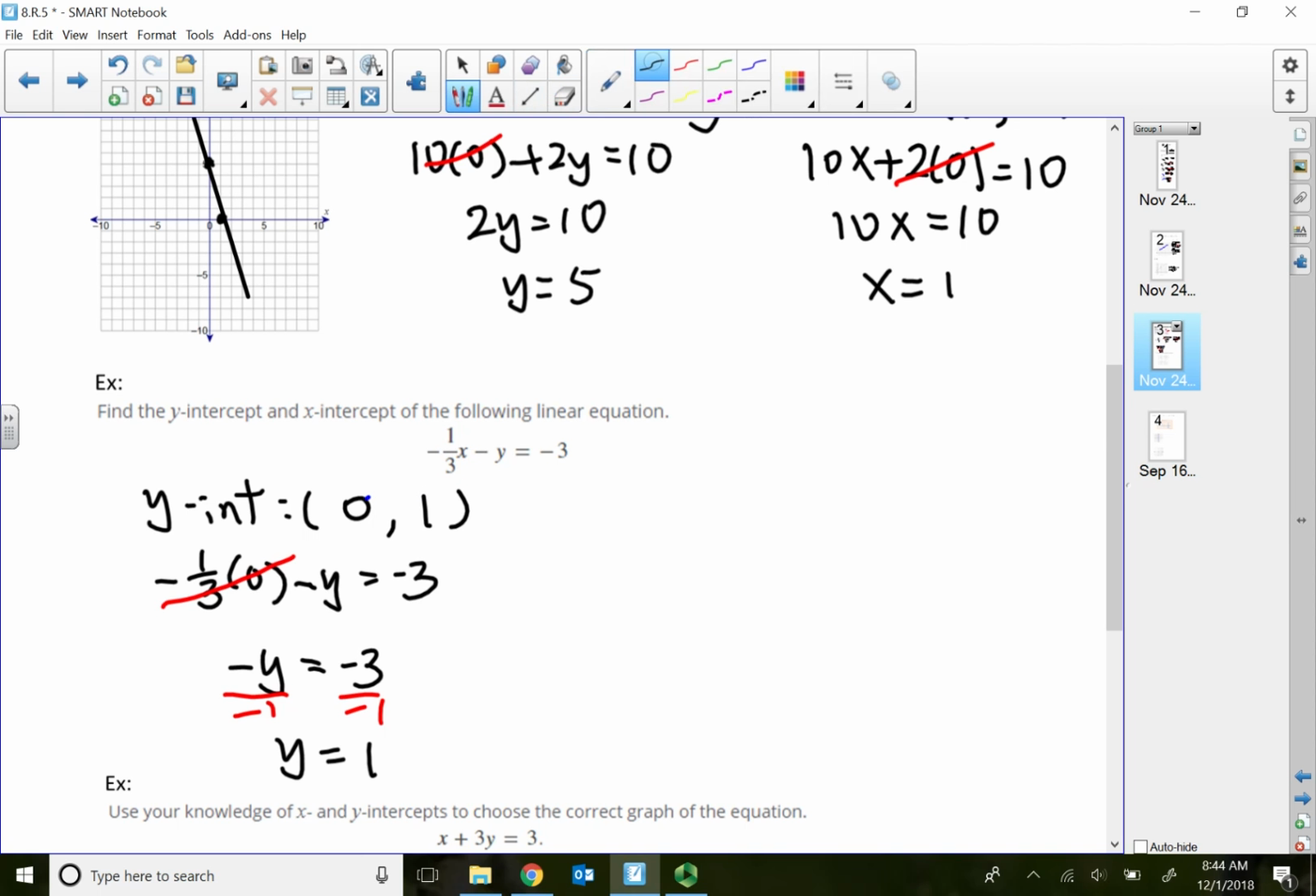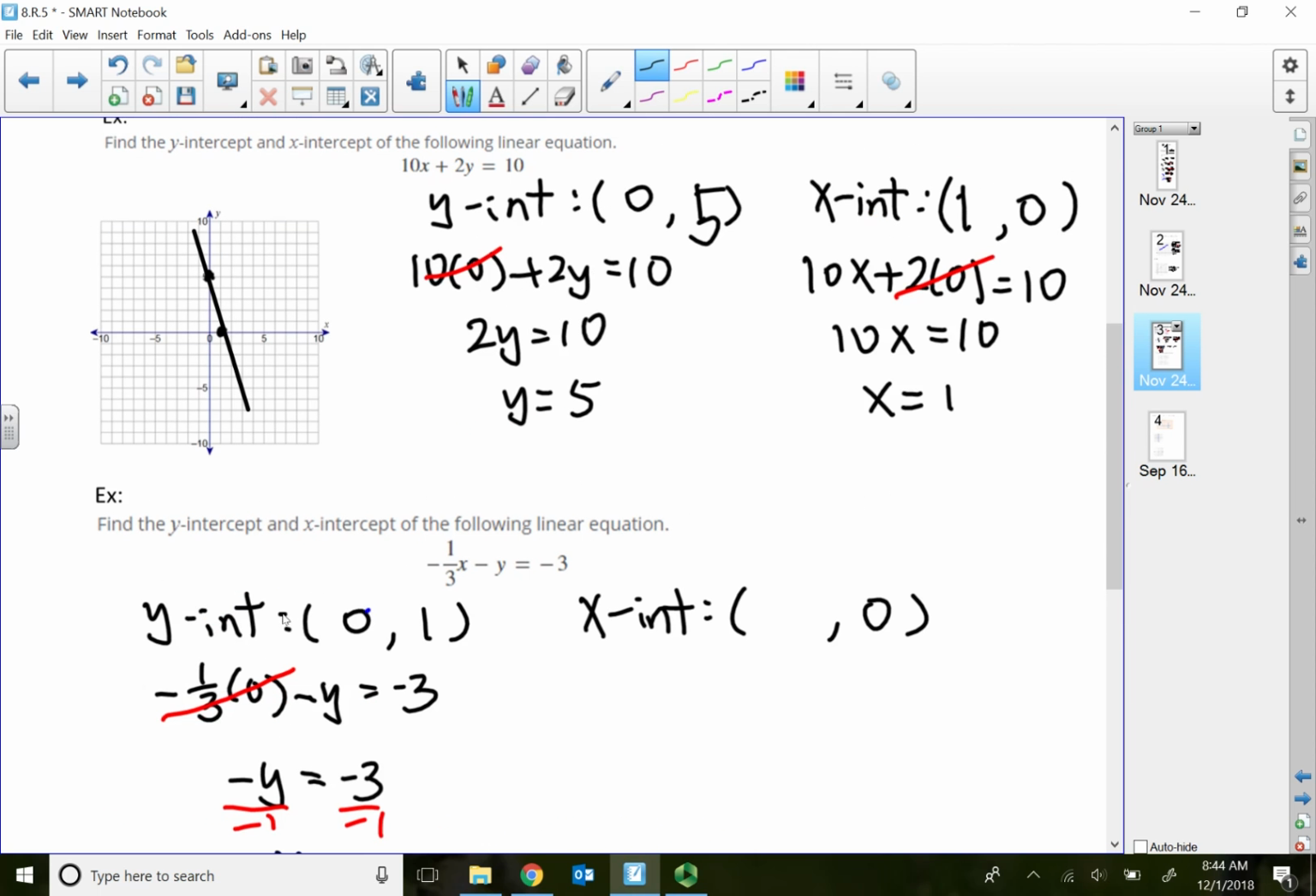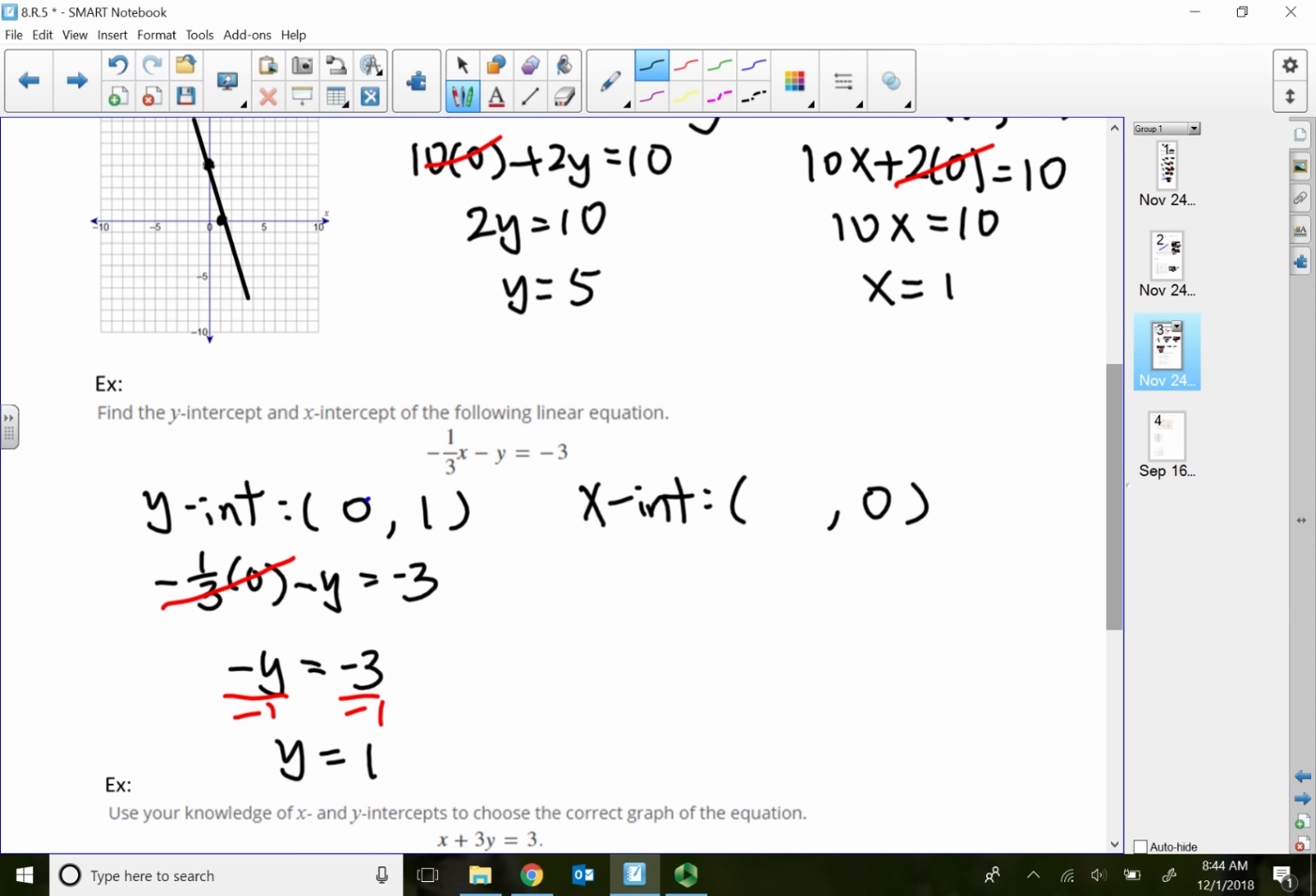All right. Now let's try the x-intercept. X-intercept means find the x value when the y is 0. So again, I keep on making a point by saying y-intercept, that point got to be on the y-axis. X-intercept, that point got to be on the x-axis. So that's a way we can kind of check behind ourselves, make sure we did it right.